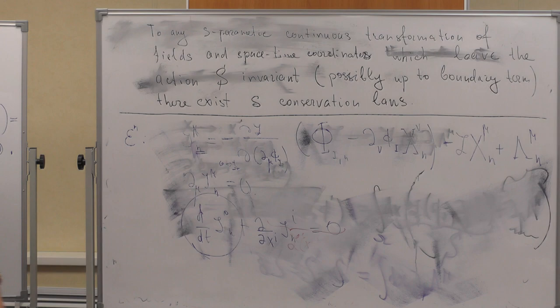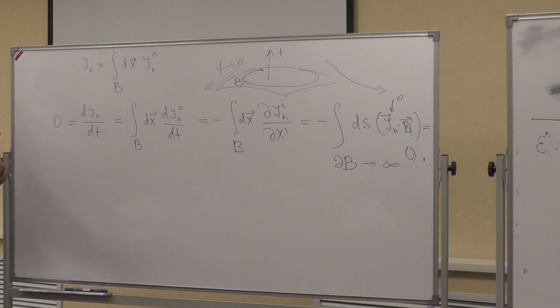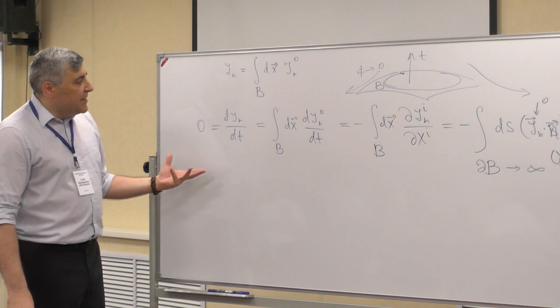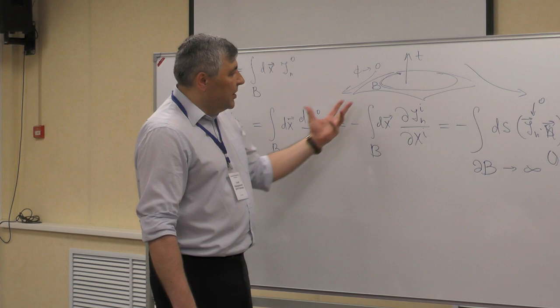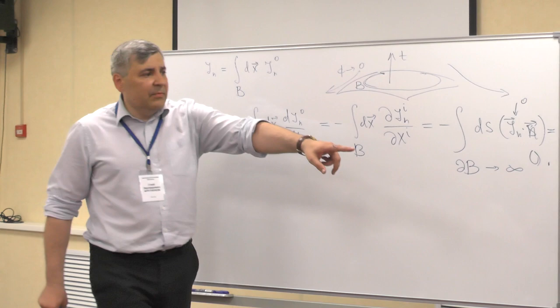Boundary conditions. Your fields here must vanish at infinity. Or for instance, in many situations, you deal with fields defined on a compact space-time, for instance, on a circle, or on the interval. If the boundary conditions are not such that this integral vanishes, then of course you don't have a global conservation law. The differential condition you always have, but the global one, not always.